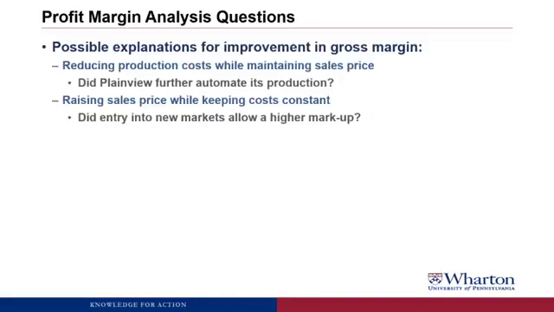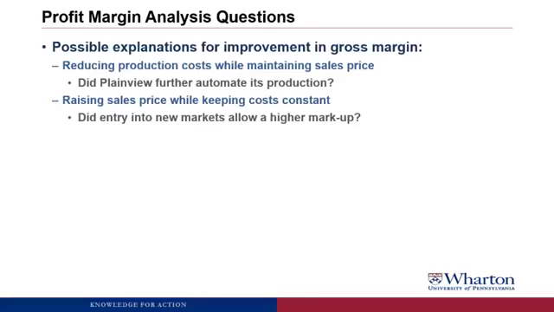So our profit margin analysis raises some questions that we need to dig into further. We see that gross margin is the big driver of Plainview's success, drove their increase in return on sales, which drove their return on assets, which drove their return on equity. But we don't know whether it was due to reducing production costs while maintaining sales price. So, was it the automation that was helping them? Or was it raising sales price while keeping costs fairly constant?